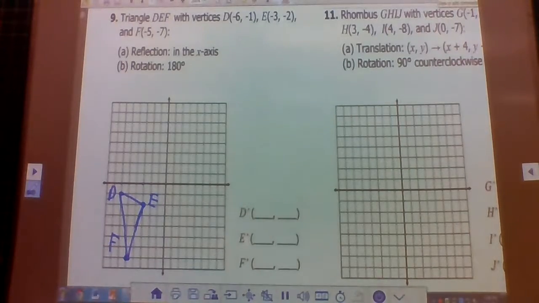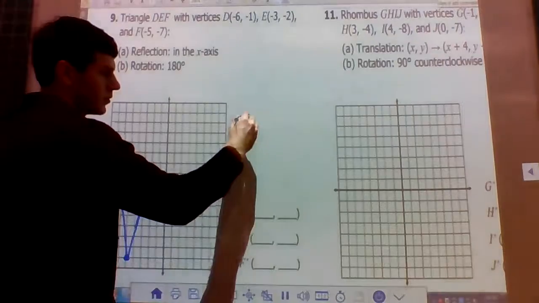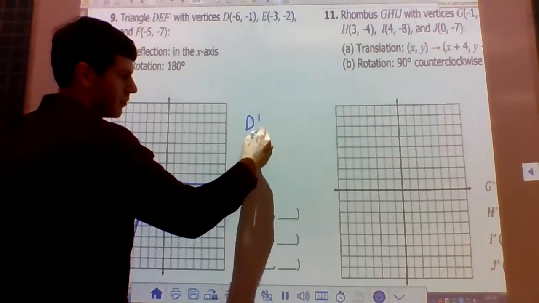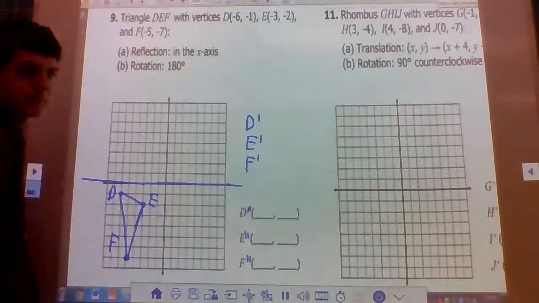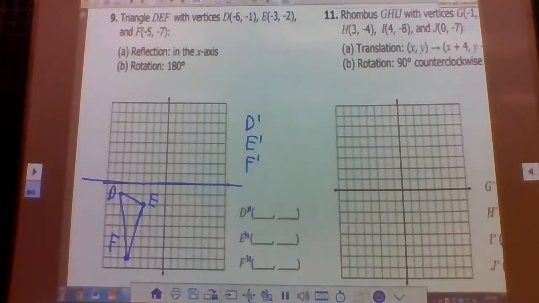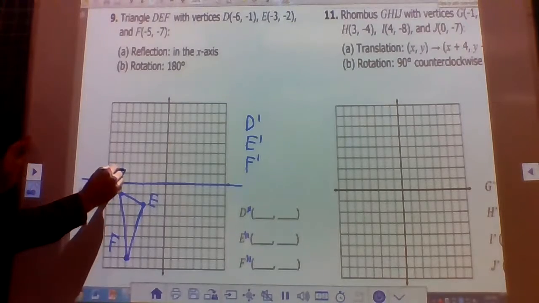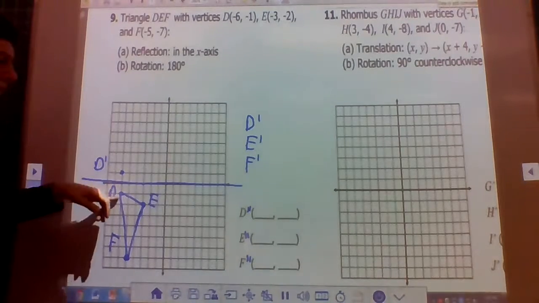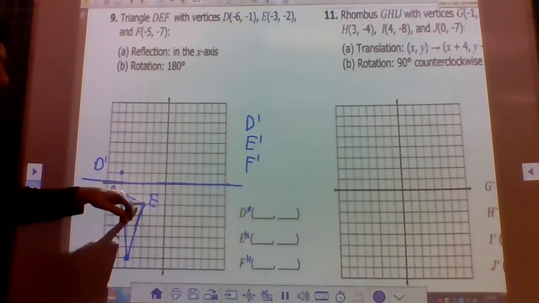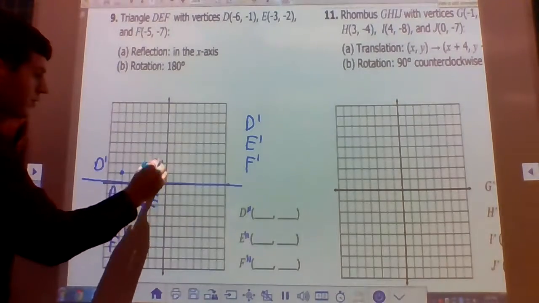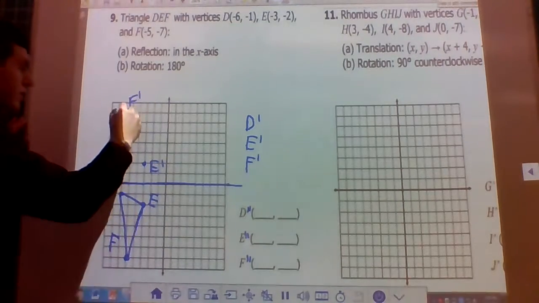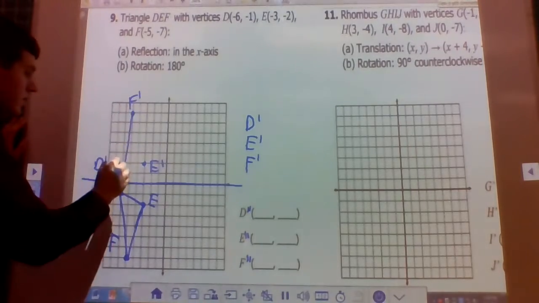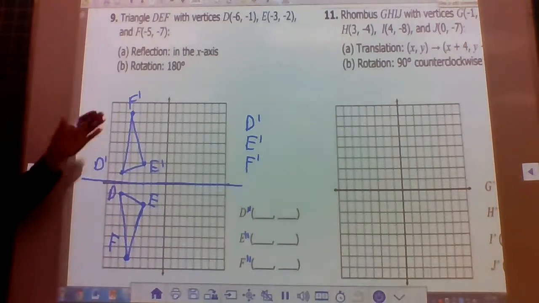We want to reflect over the x-axis first and then rotate 180 degrees. So I'm going to put D prime, E prime, F prime, and we'll call these double primes. So reflecting over the x-axis, we can just reflect it over by counting. D is one below, so D prime is one above. E is two below, so E prime is two above, and then F is seven below, so F prime is seven above. Okay, so we reflect it up.